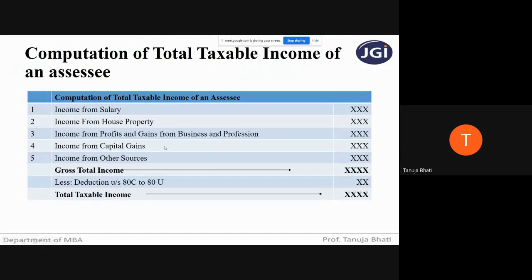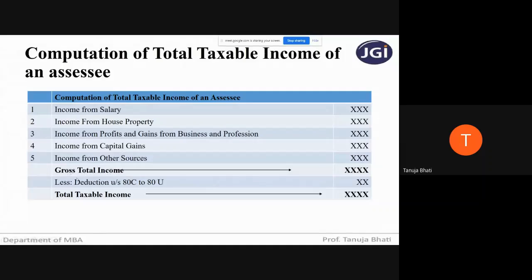So let us know this, because when they ask you to compute the total taxable income of an individual, this is a format that you are supposed to use. So let us revise this format till we complete the module. So you have to take the income from all the 5 heads, that is income from salary, house property, profits and gains from business and profession, capital gains and other sources. You need to total all those incomes. When you total all the incomes from the 5 heads, you get gross total income.